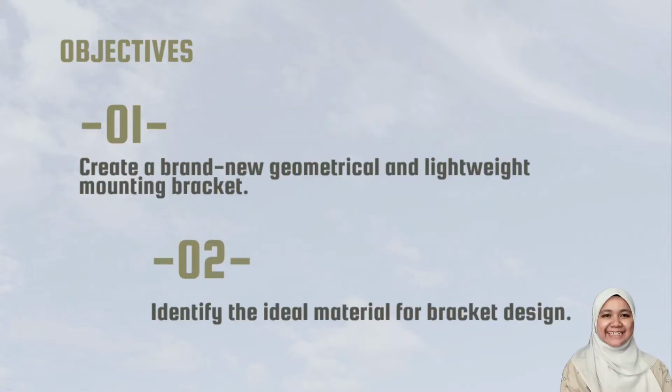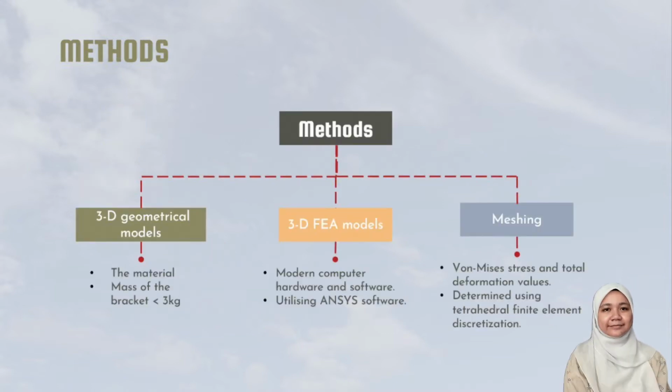274.6 Newton. The objectives of this project are to create a brand new geometrical and lightweight mounting bracket and to identify the ideal material for the bracket design. In this project, we have three types of methods that we have identified. Firstly, the 3D geometrical models, which are SolidWorks models. We identify the material and mass of the bracket, which must be less than 3 kg.